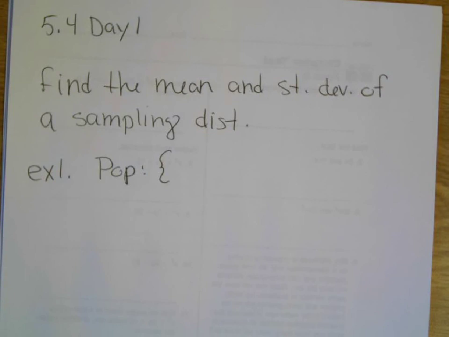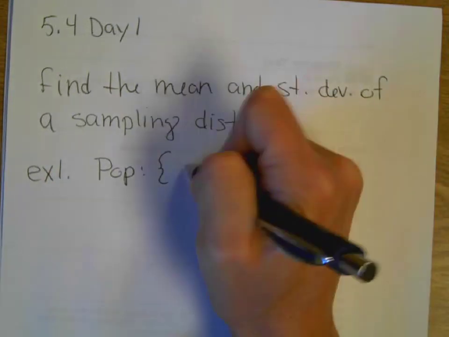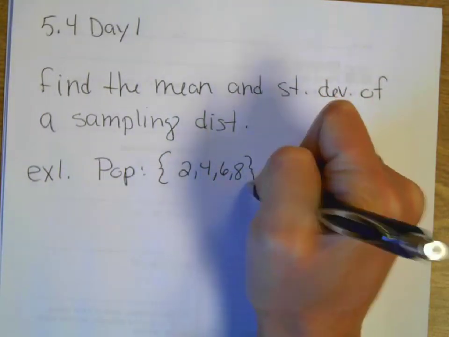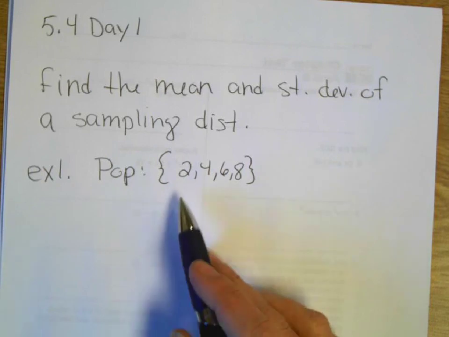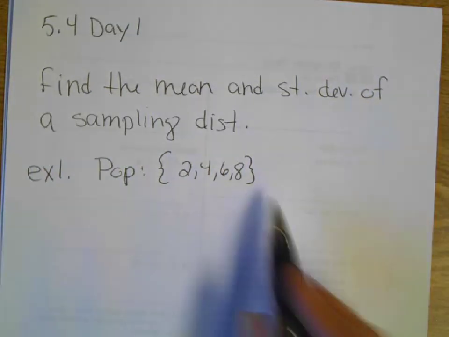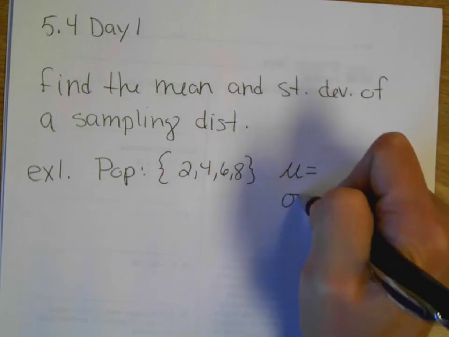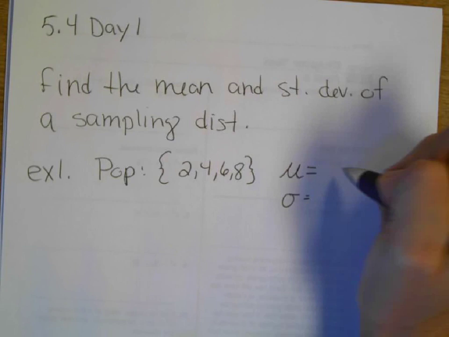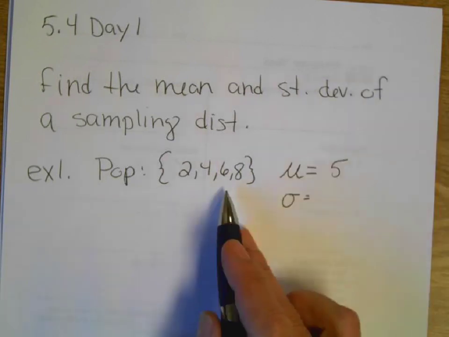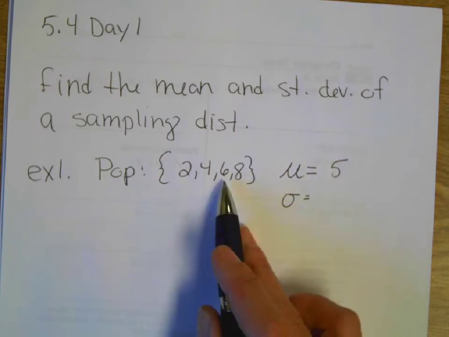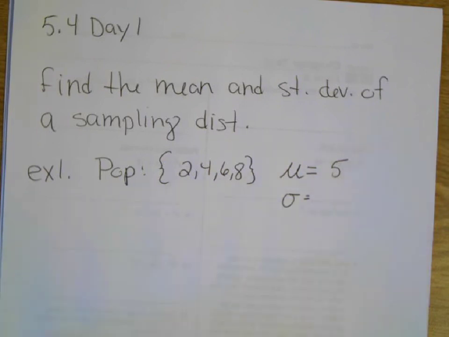So I'm going to give you a very small population to work with. It's only going to have 4 members in it. 2, 4, 6, 8. So the first thing we want to know is what's the mean and what's the standard deviation of the population. Okay, the mean was easy enough, you could count it out, 5. But the standard deviation, you're going to have to run your 1-var stats. So if somebody will put 2, 4, 6, 8 in list 1 and run 1-var stats, we want the population standard deviation, that's the sigma x.